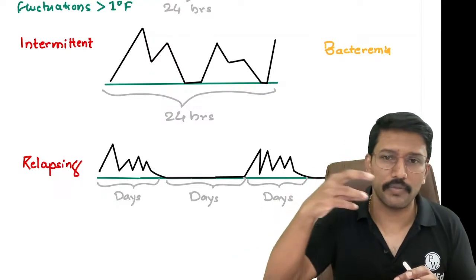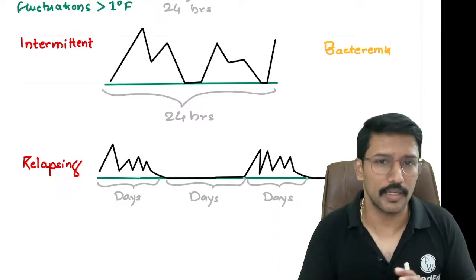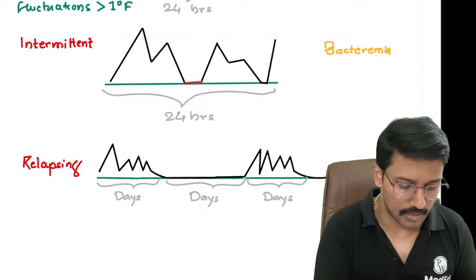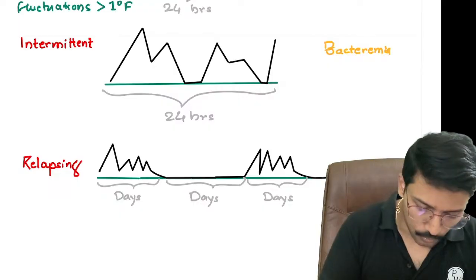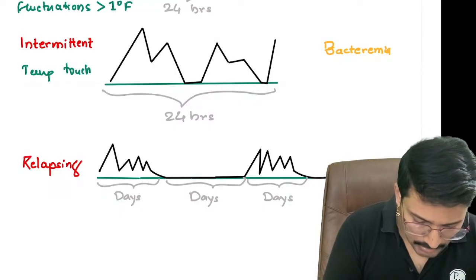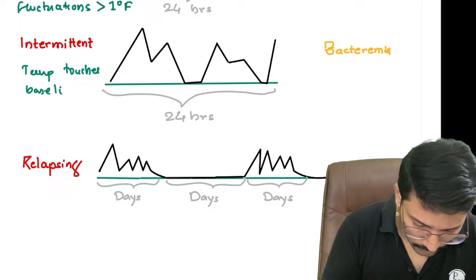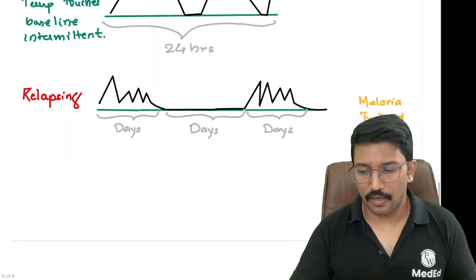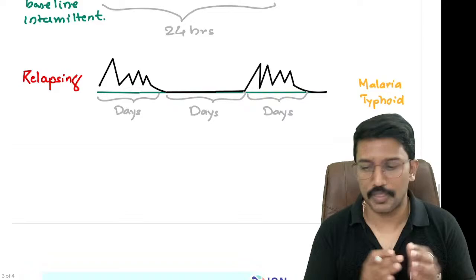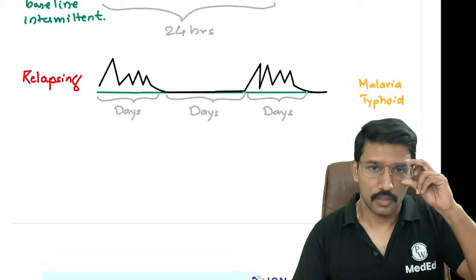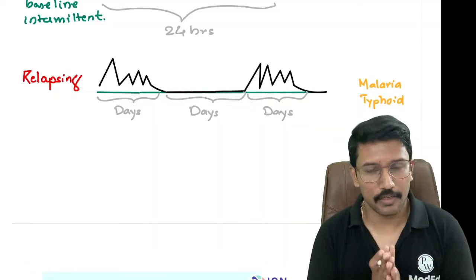Again, some load of bacteria will come into the blood, again the temperature will increase. But in between two bouts of bacteria coming into blood, the temperature will reach the baseline. So intermittent is where within a 24-hour period, right, temperature touches baseline intermittently, then we will call it as intermittent fever. Okay. Now there is one more pattern of fever which is called as relapsing fever. Relapsing fever. Now what does that refer to?